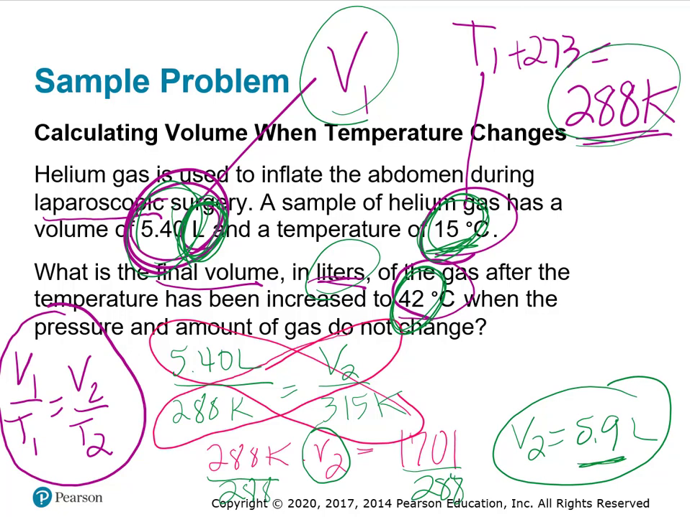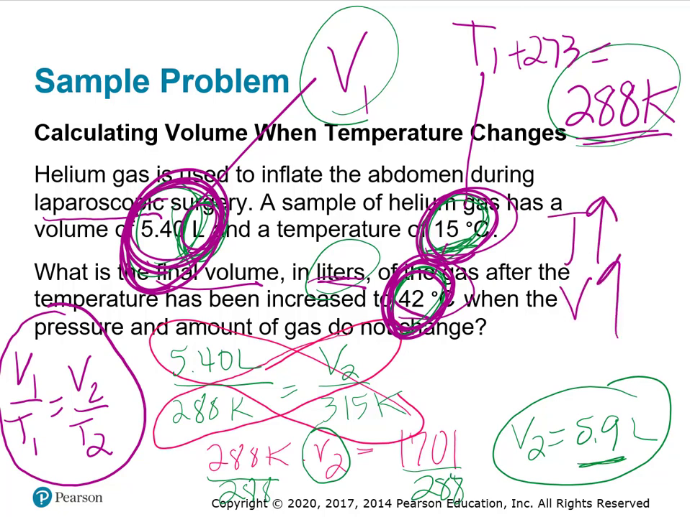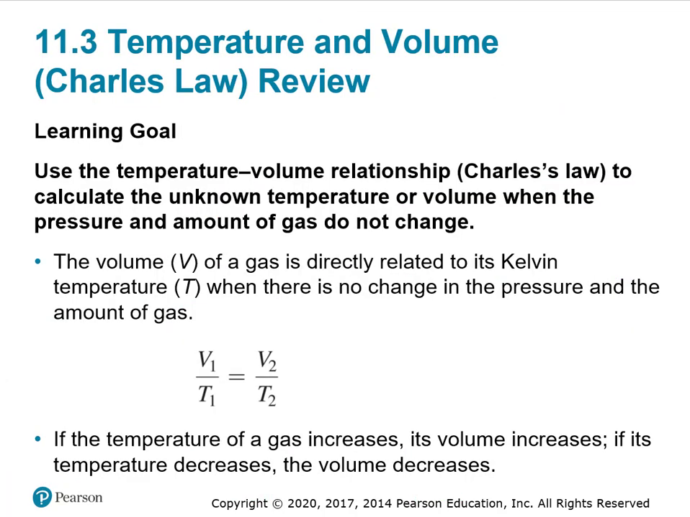And now let's see if it makes sense. We started with an initial volume of 5.4. My temperature is 15. The temperature went up to 42, so my temperature increased. Therefore, my volume should increase. We know that they're directly related. 5.4 up to 5.9, yep, that's an increase in volume. Take a minute to review the learning goal for Charles's Law.